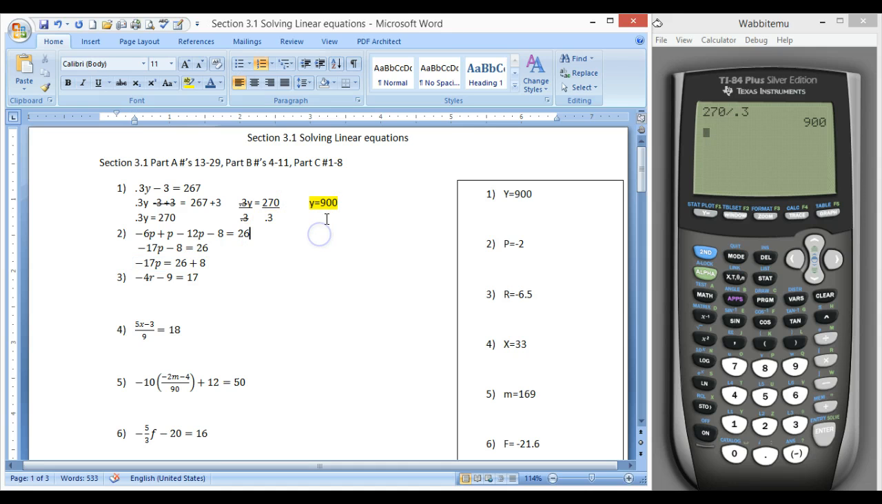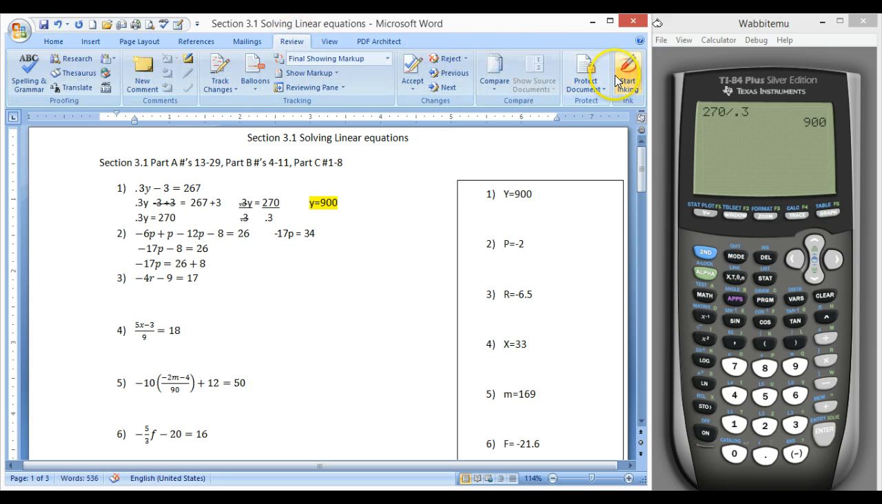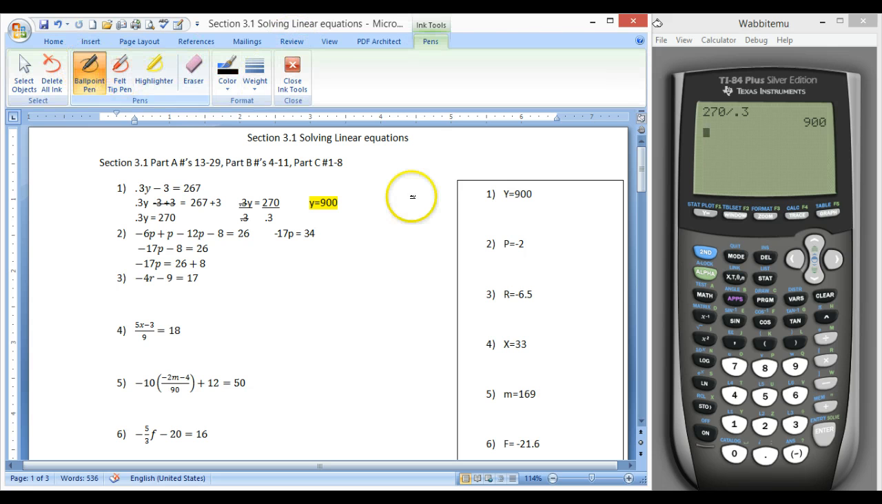Okay, so now I'm going to move up here since I ran out of room. I have negative 17p equals 26 plus 8 gives me 34. So now I need to get rid of this 17, and instead of trying to work with the equation editor right now, I'm just going to do this by hand. So now I'm going to divide this by my negative 17.